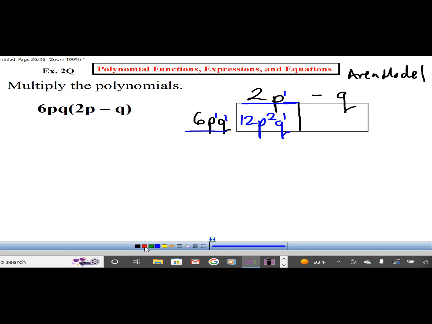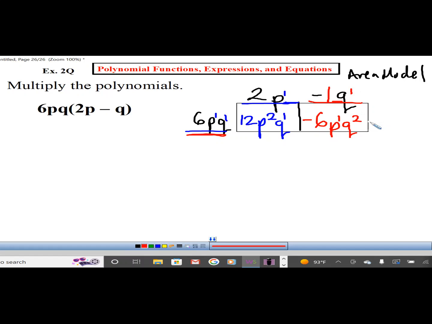All right, now we're gonna fill in the second part, but we're gonna use the same one right here times this part. So here we go. What is the coefficient here, guys? A 1. What is the exponent of Q? 1. All right, so here we go. What is 6 times negative 1? Negative 6. What is P to the first times nothing here? We write P to the first. And what is Q to the first times Q to the first? Q to the second power.